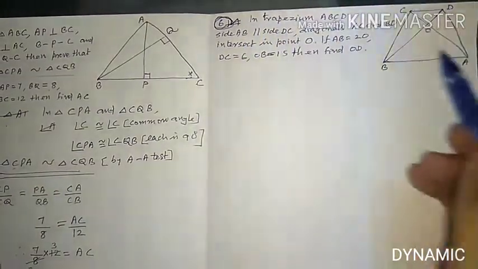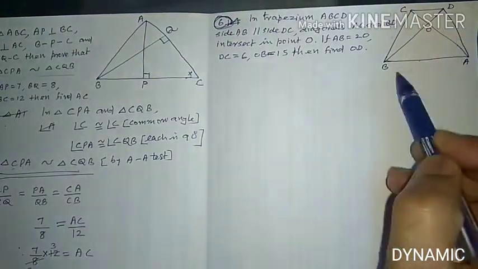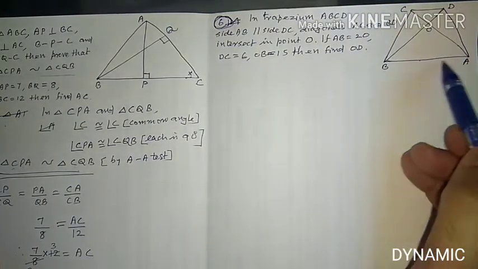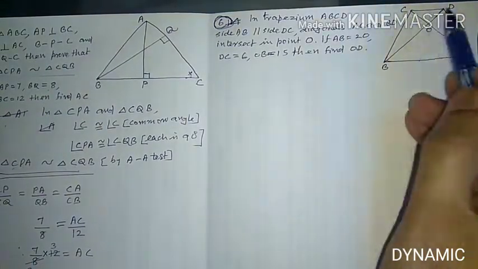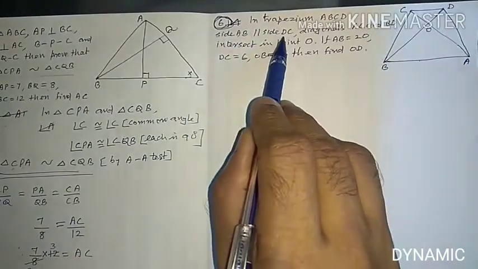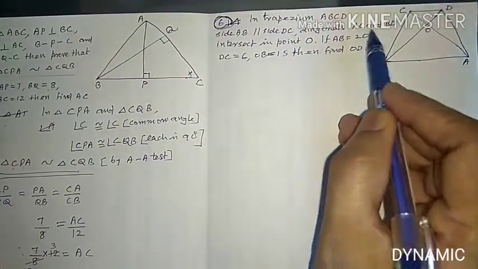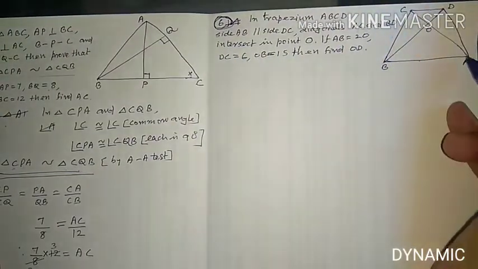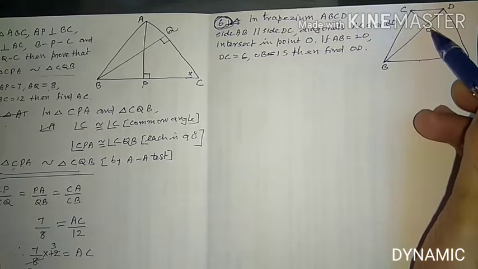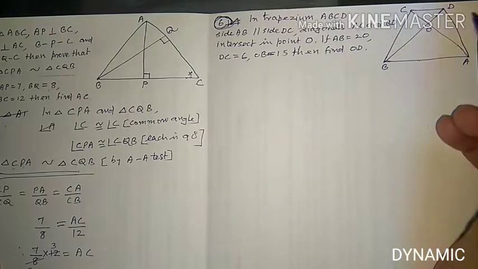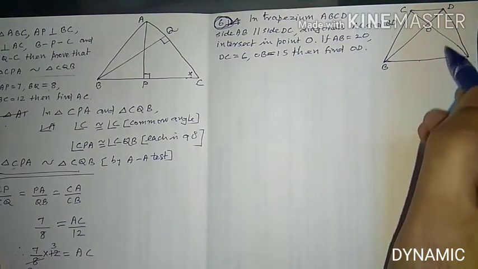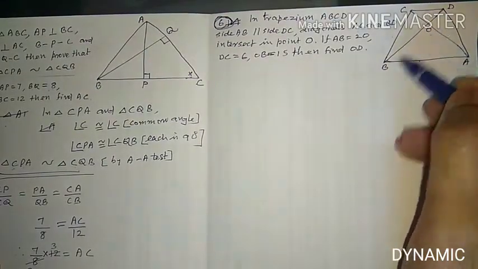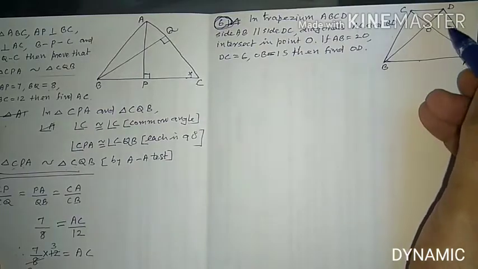Here trapezium ABCD, side AB is parallel to side DC. Given side AB parallel to side DC. Diagonals AC and BD intersect at point O. Given AB is 20, DC is 6, OB is 15, find what is OD.